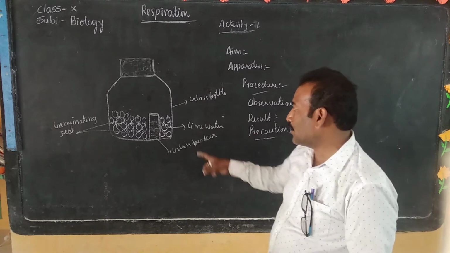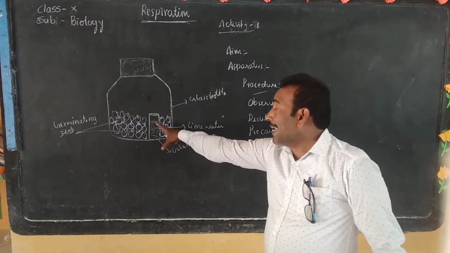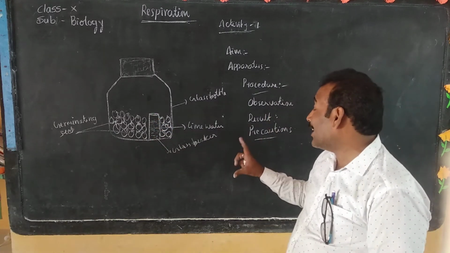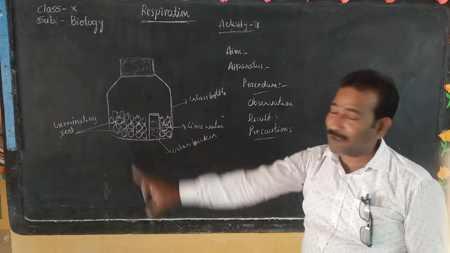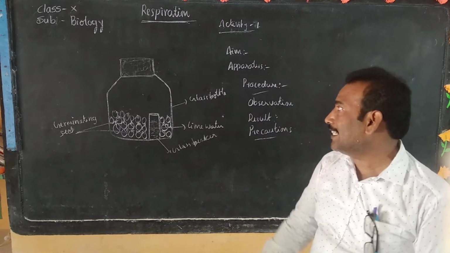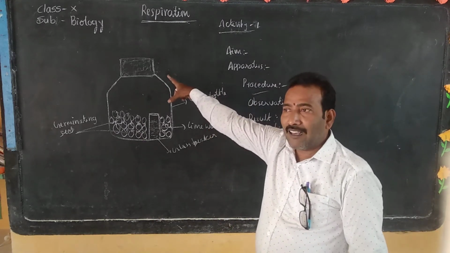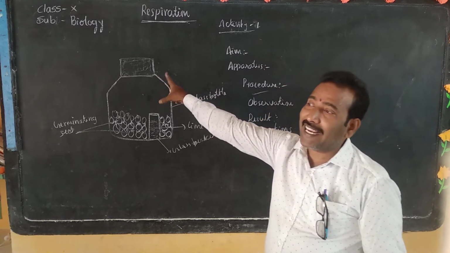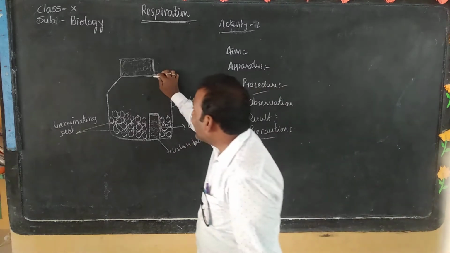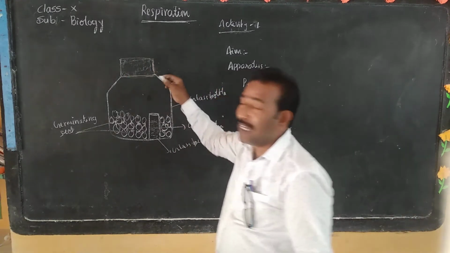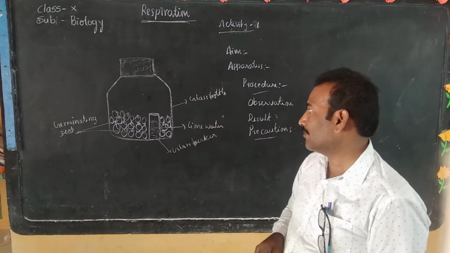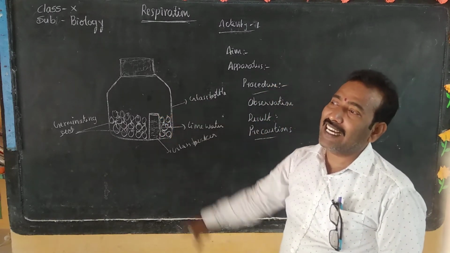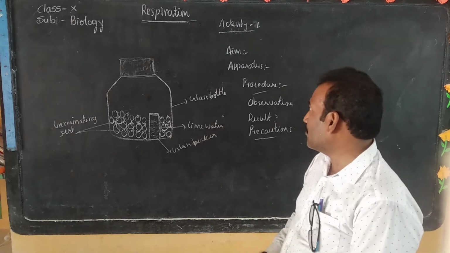What are the precautions? First one is the beaker with the lime water must be placed properly and not allowed to tilt inside this glass bottle. And the second one is the mouth of the bottle must be kept airtight by applying grease or Vaseline around the mouth of the bottle. And we should take germinating seeds only inside this glass bottle. These are the important precautions.